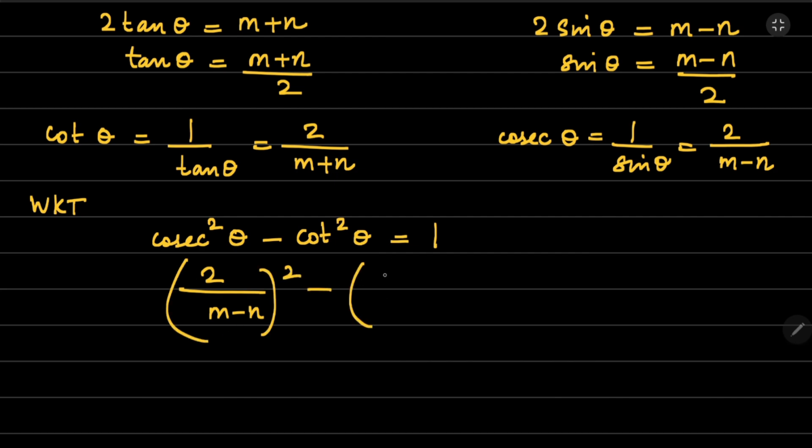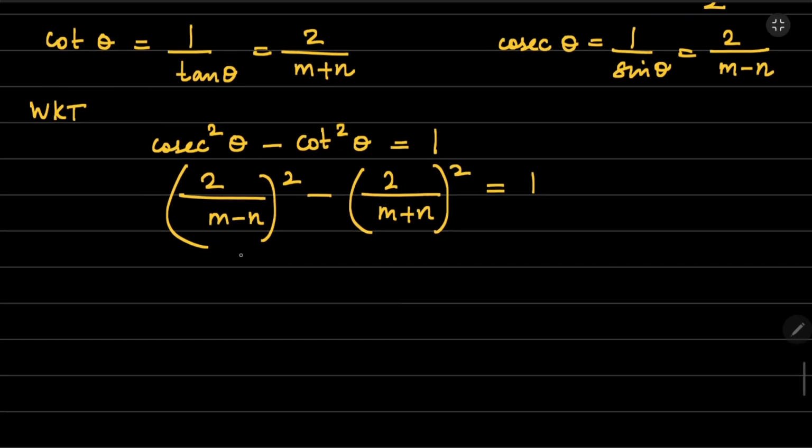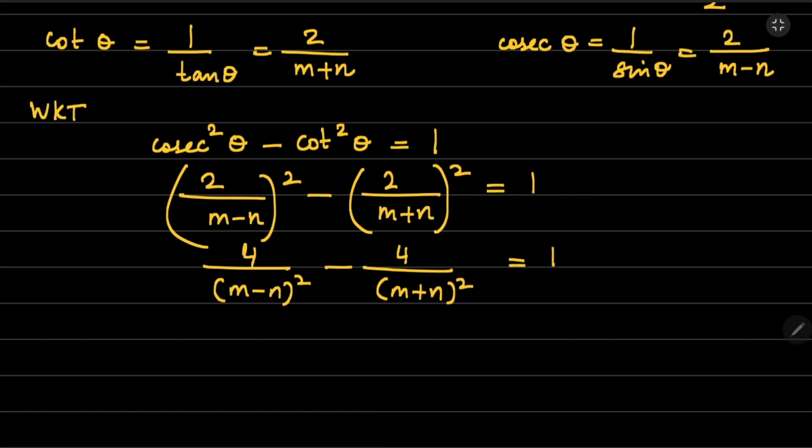Minus, what is cot square? Cot is nothing but 2 divided by m plus n, the whole square is equal to 1. So this is nothing but 4 divided by m minus n the whole square minus 4 divided by m plus n the whole square is equal to 1.